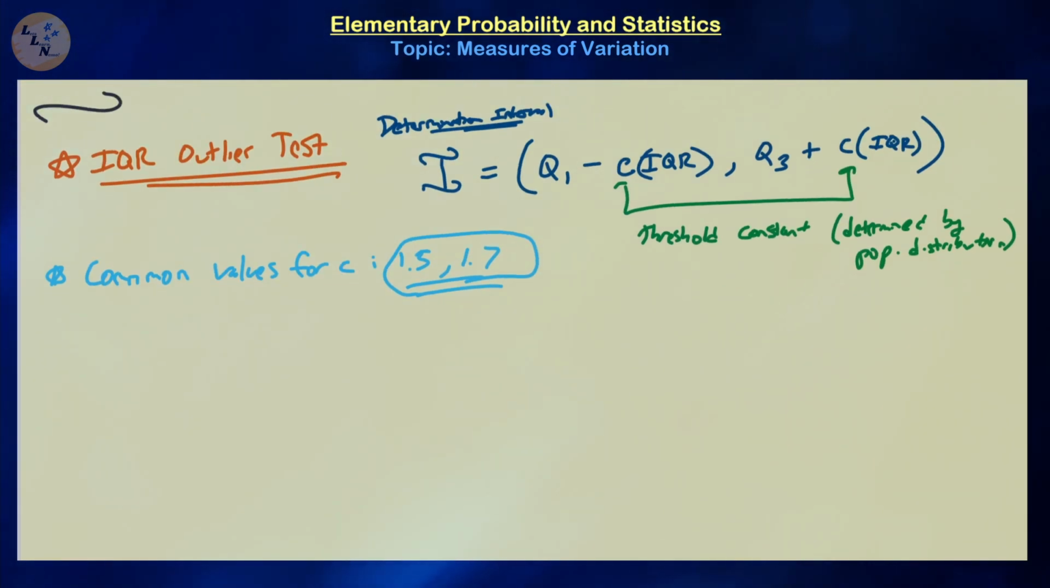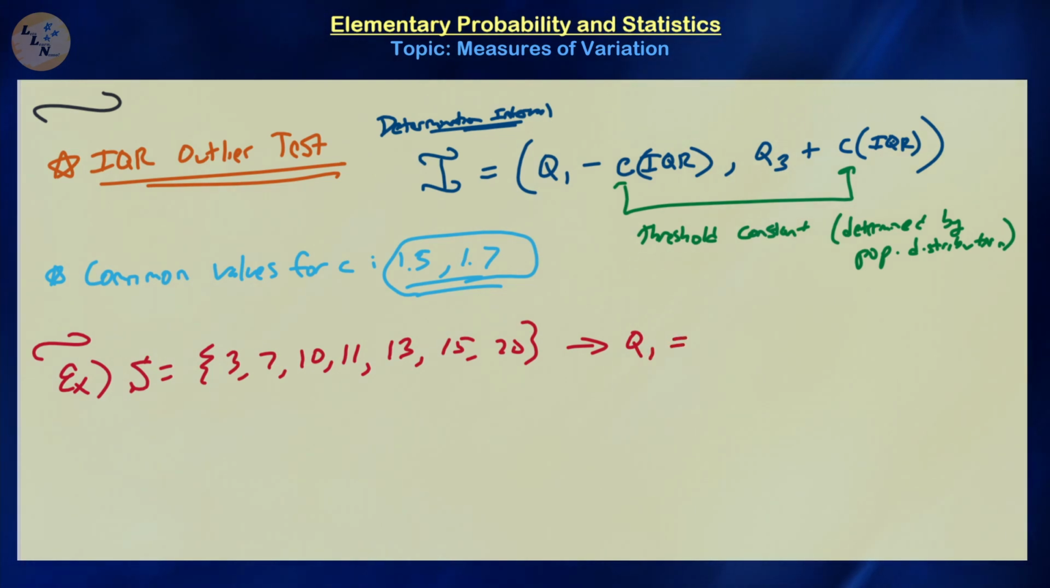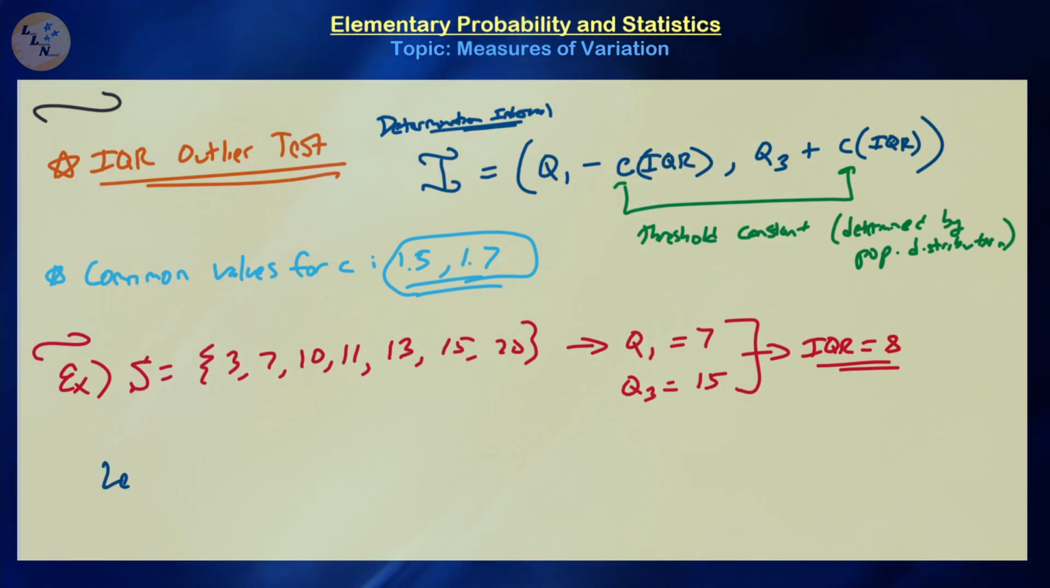So let's do an example of how we can use this, and let's use the same exact set as before. Let S be equal to 3, 7, 10, 11, 13, 15, and 20. Remember, Q1 came out to be 7, Q3 came out to be 15, and from these two we found the IQR to be equal to 8. So let's let our threshold constant be equal to 1.5. Some people will call this the 1.5 IQR outlier test.